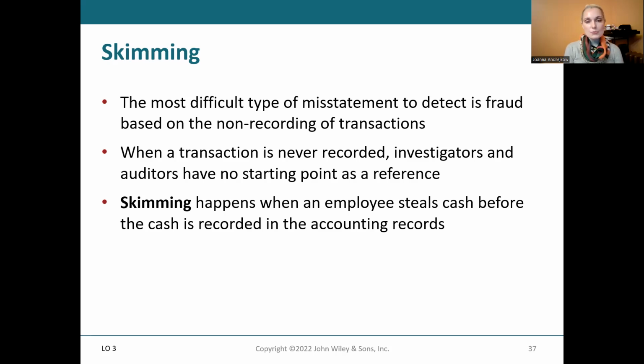And skimming occurs when an employee steals cash before the cash is recorded in the accounting record. So for example, you make a sale to a customer, you collect the cash, you provide them with the inventory, but you never enter the purchase into the cash register or give the customer a receipt. Oftentimes, we as customers might say, oh, a receipt isn't required, I don't need one. But by saying you don't need a receipt, you might actually be helping and aiding employees to commit this type of fraud.